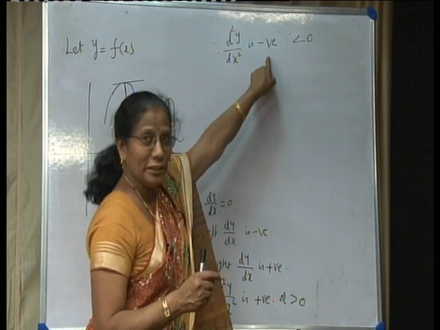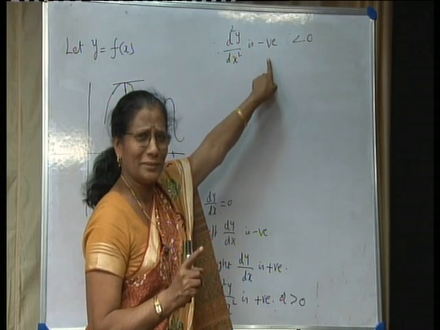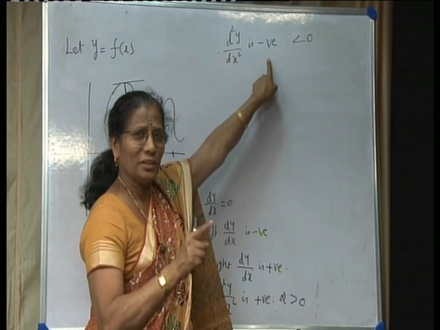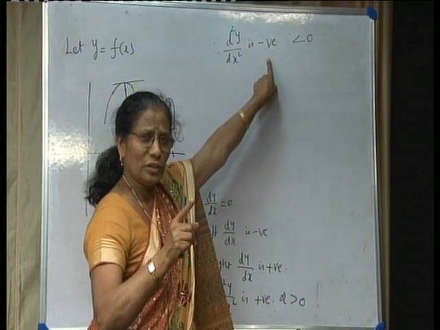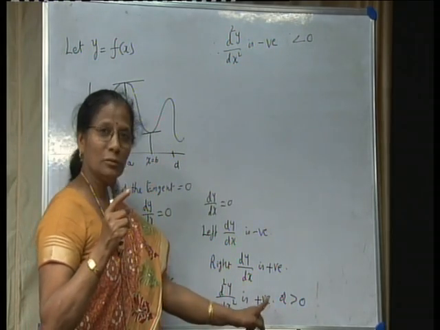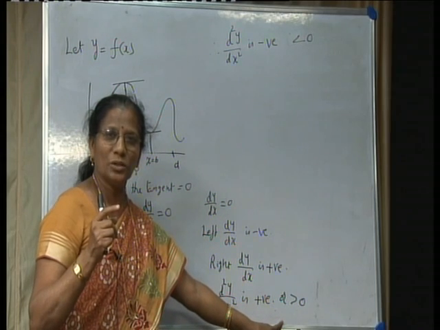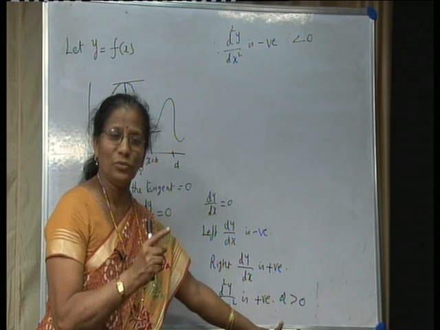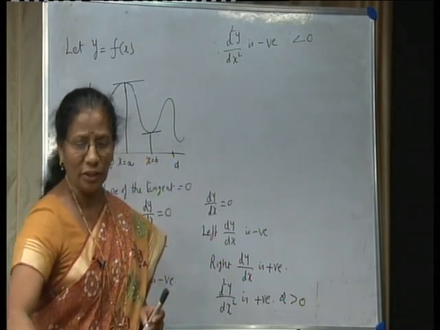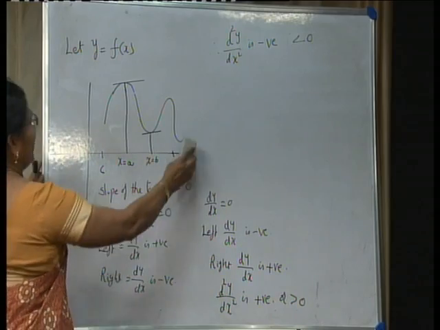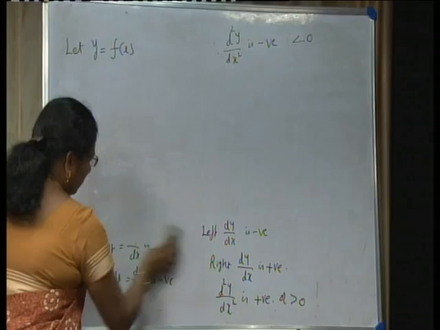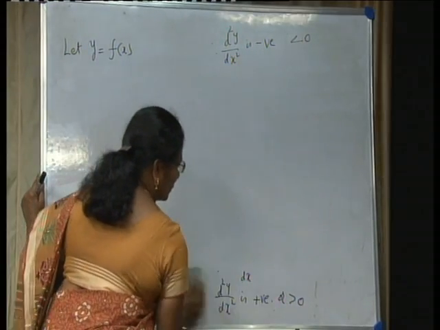Generally negative means less, but we are going to write in the opposite way. When the second derivative is negative, the value of the function is maximum at that point. When the second derivative is positive or greater than 0, the value of the function is minimum at that point. These are the working rules to find the maximum and minimum value of the function.